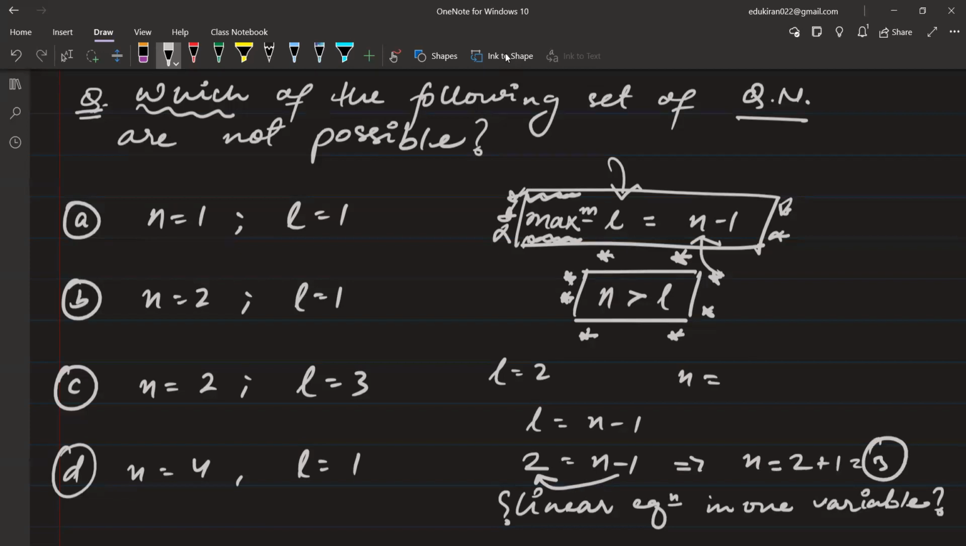Okay. And in general, what I can say, n should be always greater than L. Now, if I look at the first case, is n greater than L? Yes or no? Tell me. Is n greater than L, Nabiha? Yes. What is the value of n in the A case? What is the value of n? 1. What is the value of L? 1. Is n greater than L? No.